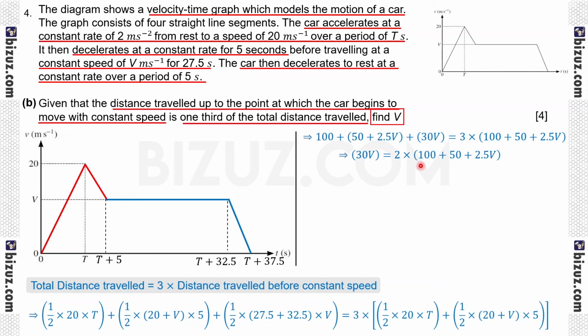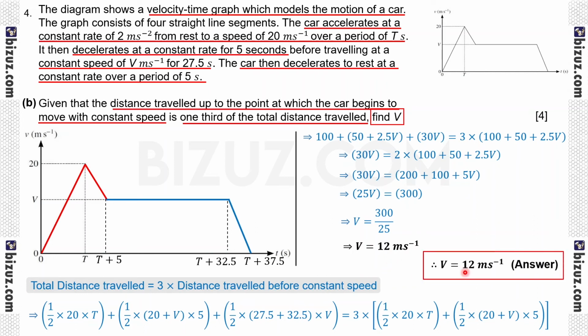Now this could be written as 30 V equals to 200 plus 100 plus 5 V. Now we could bring the terms with V on the left hand side, so we get 30 V minus 5 V, which is 25 V equals to 200 plus 100 is 300. Now V equals to 300 by 25, which is 12 meter per second. Therefore the capital V is 12 meter per second. Answer.